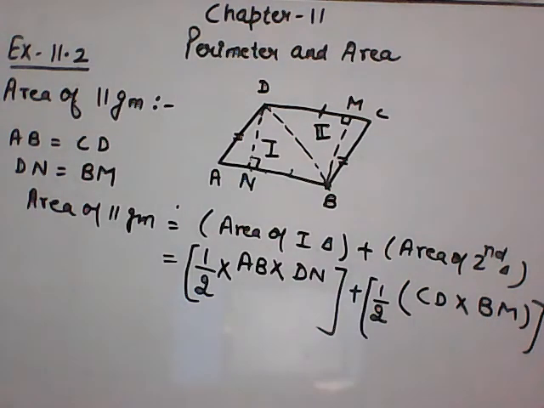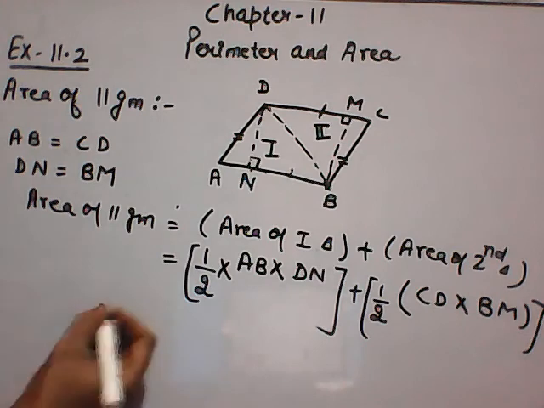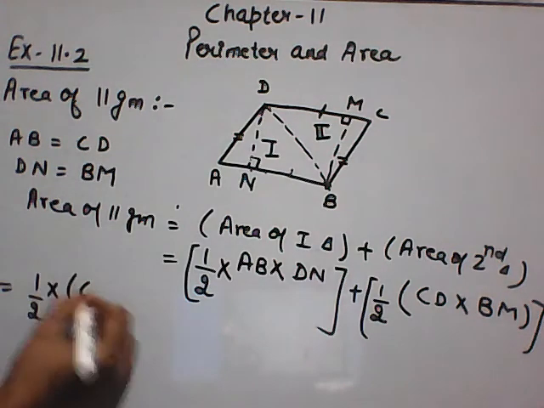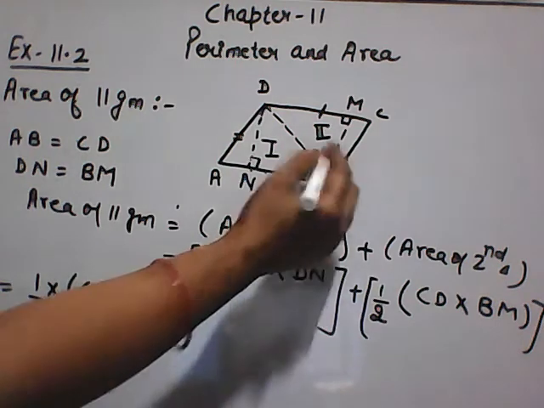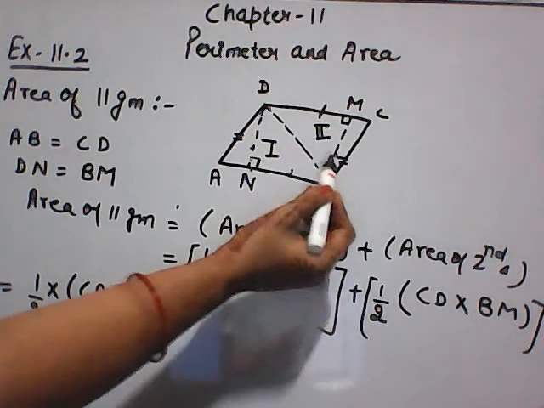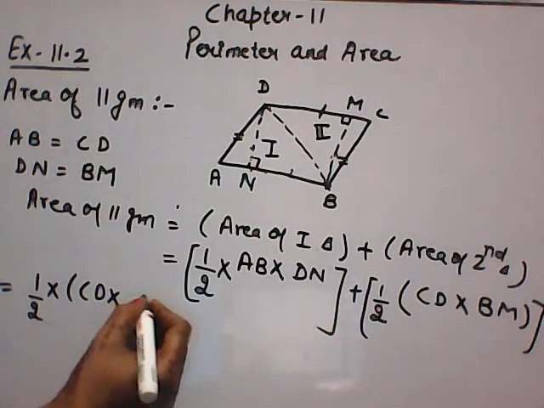Now AB is equal to CD. We know that in a parallelogram, opposite sides are equal. So put these values, 1 by 2, into CD. DN is equal to BM, as the lengths of these two perpendiculars are equal. Here DN is equal to BM.